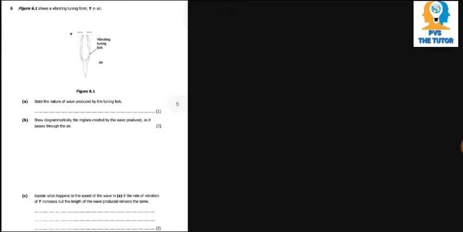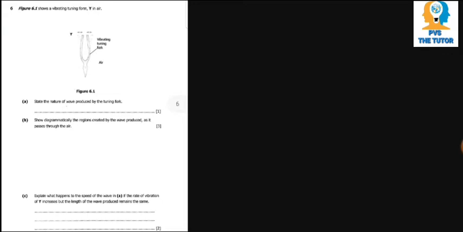Today I've got a question under physics that is under waves. The question says figure 6.1 shows a vibrating tuning fork in air. Now it's vibrating. We've seen that something is vibrating. So whenever something is vibrating, we know that sound is produced, and sound is an example of a longitudinal wave. So the production of sound from a tuning fork releases a longitudinal wave, and this wave has what we call compression and rarefaction.